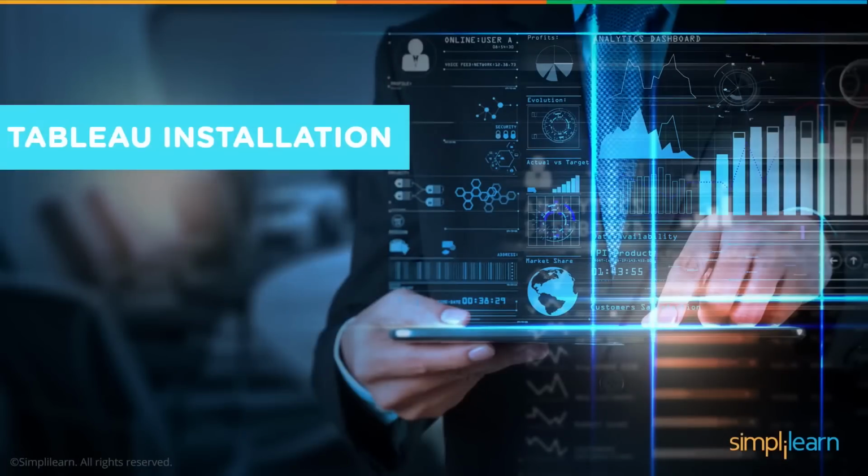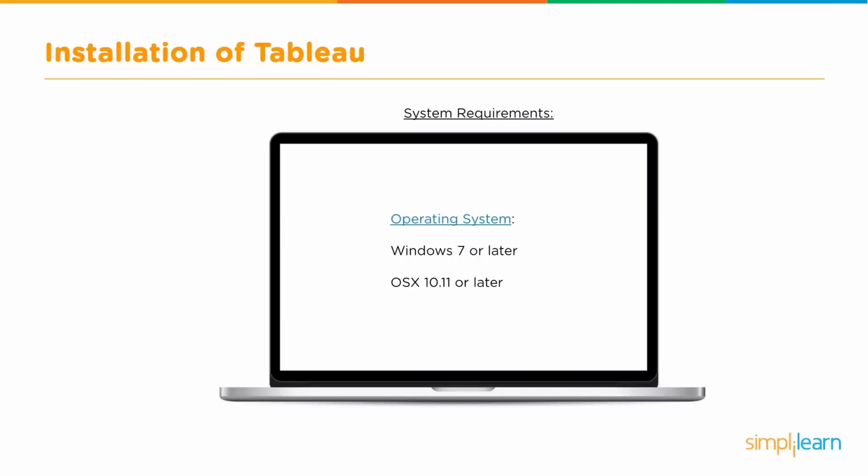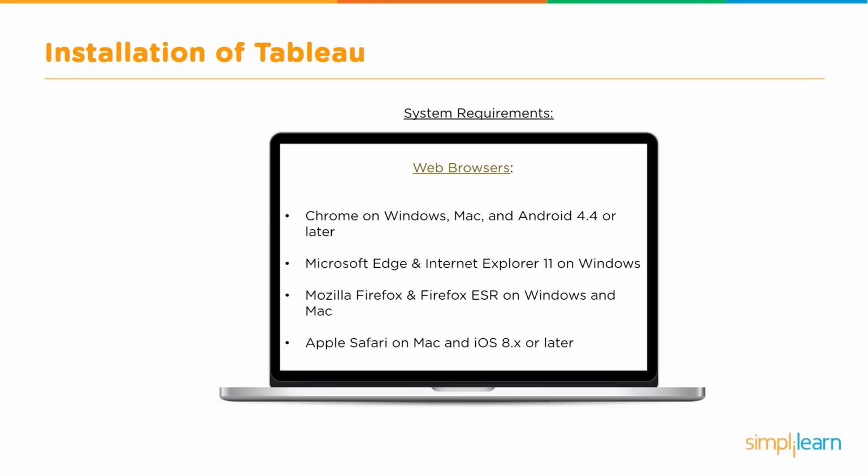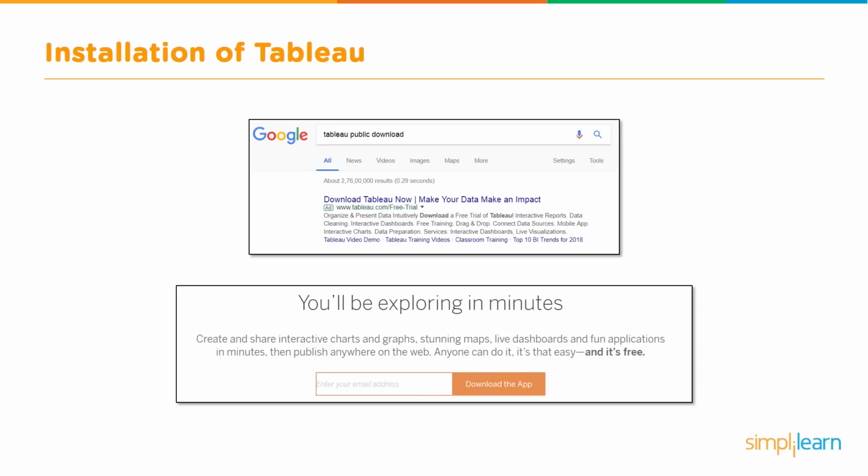Let's get started with the Tableau installation. As for requirements, you need Windows 7 or later, or you need your Mac operating system to be 10.11 or later. Here are some of the browsers you can use to install Tableau. We will be installing Tableau Public today, and to do that, you just Google Tableau Public Download and click on that first link, and then you put in your email address and click Download the app.